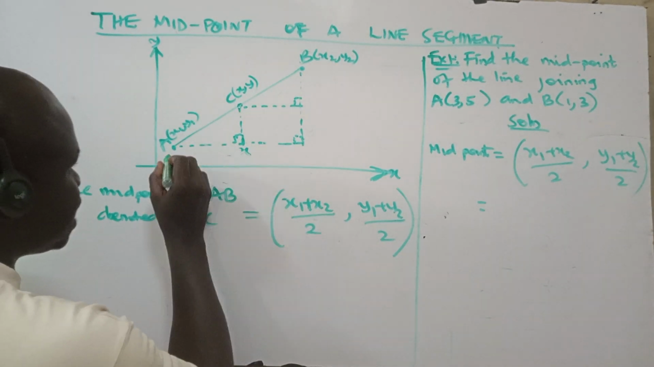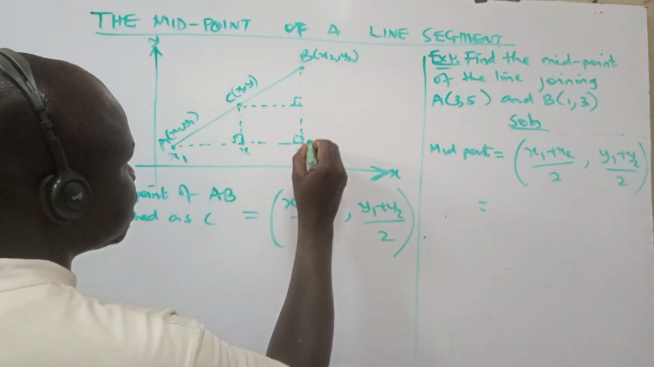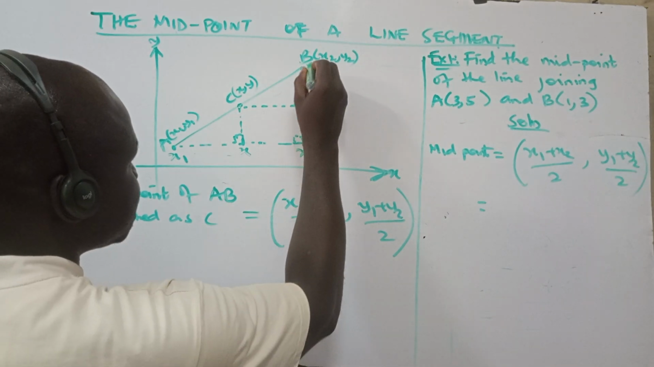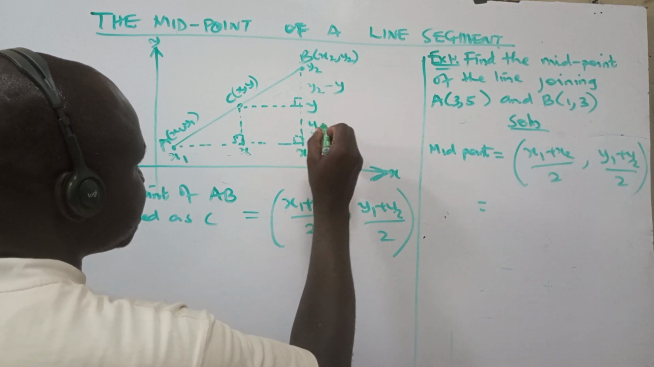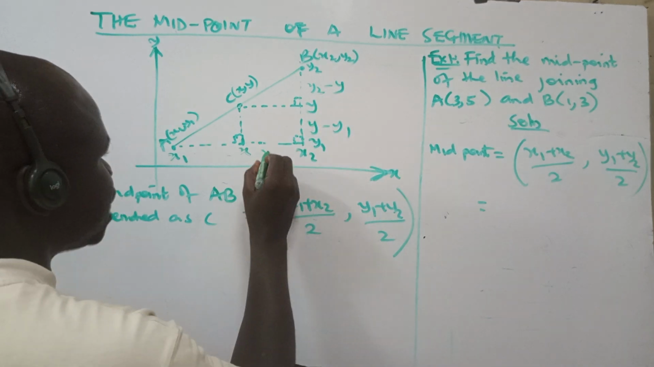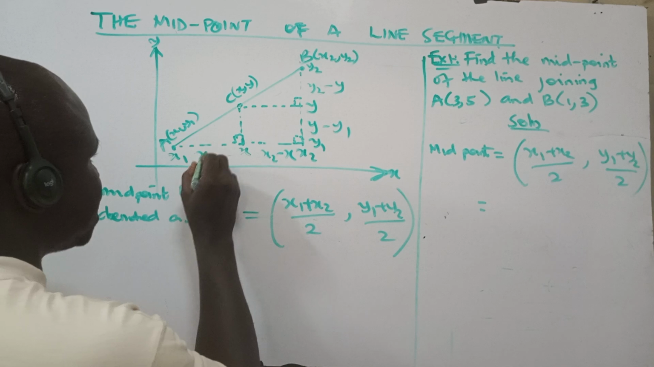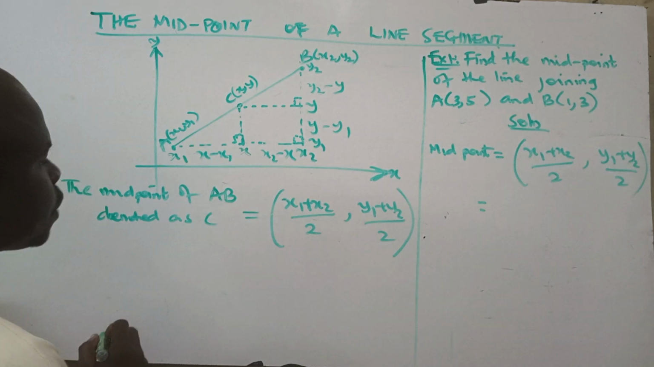This point is X, here is X1, and here is X2. This place is Y1, Y, and here is Y2. So here will be Y2 minus Y. This place will be Y minus Y1. Here will be X2 minus X. Here will be X minus X1.